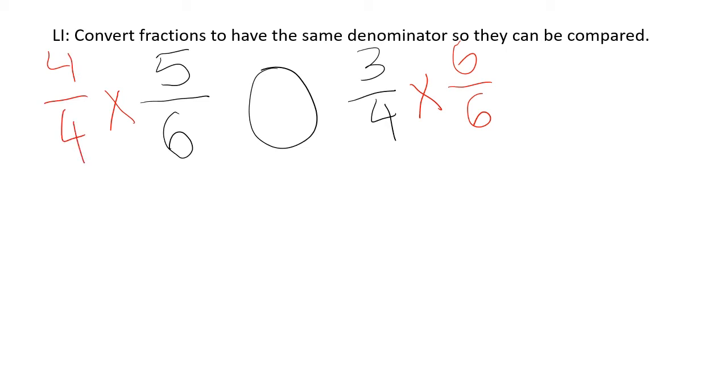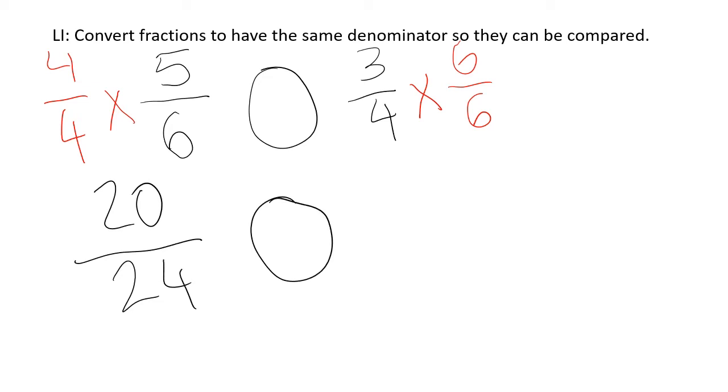So my answers to the following are 4 times 5, which gives me 20. Then I do 4 times 6, which gives me 24. Then I do the other side, 3 times 6, which gives me 18. And finally, I do 4 times 6, which gives me the denominator of 24. Now I have the same denominator, so I can compare them.